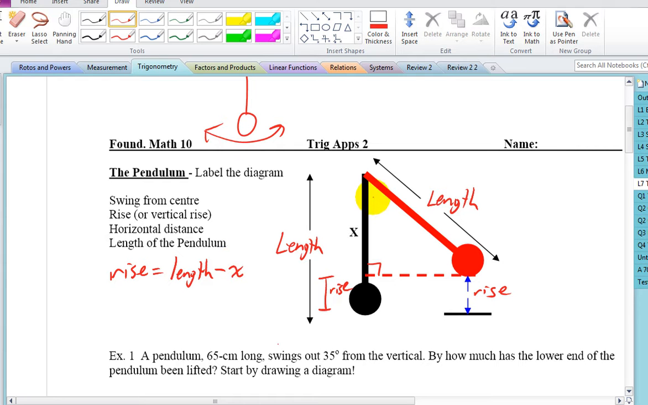Here at the very top we have the angle of swing. Sometimes we want to find that, other times they give that to us. This is the position of the pendulum at rest, and this is the swing position. Any questions?